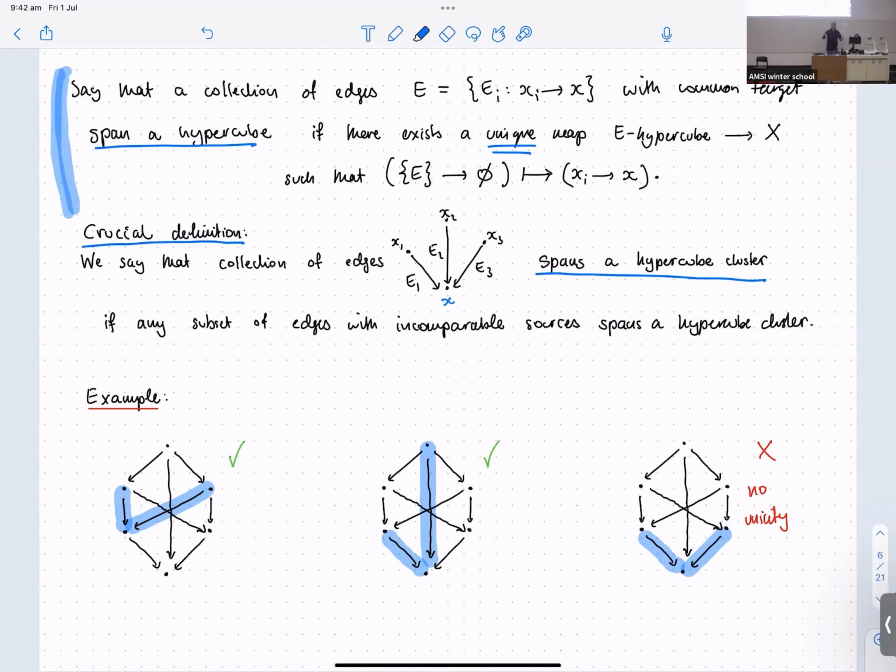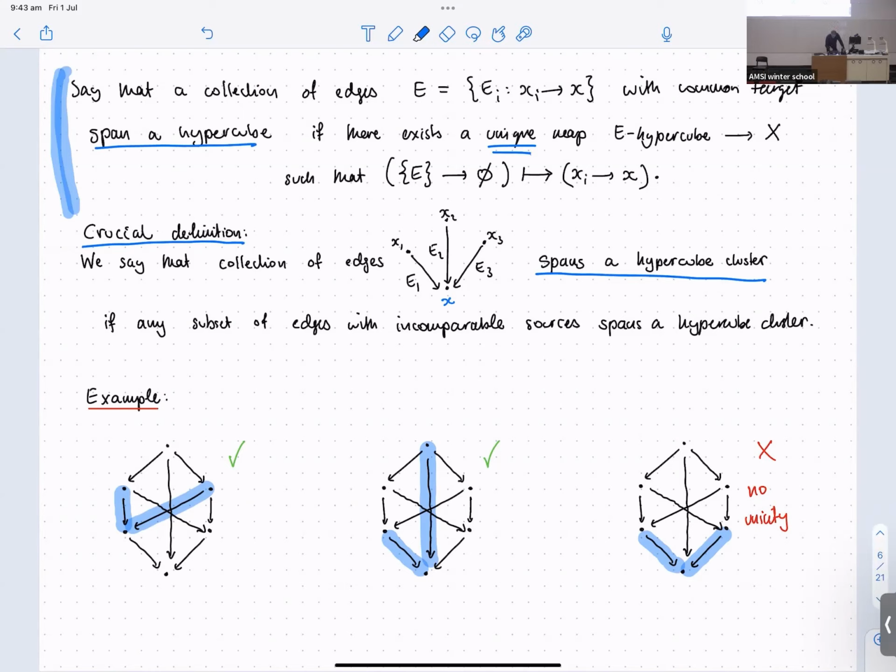Now we come to a slightly more complicated definition, an attempt at axiomatizing what I was seeing in all these examples. A collection of edges spans a hypercube cluster if any subset of edges with incomparable sources spans a hypercube. So now I'm really thinking about Bruhat order. I have a whole lot of edges coming in, and it might be that two edges have comparable sources, so this source is less than this source. In that case, there's no condition. But if the sources are incomparable, then I can complete them up in a unique way. And furthermore, I can do that for any subset of my edges. I think spanning a hypercube is intuitive; this takes a little more thought to get your head around.